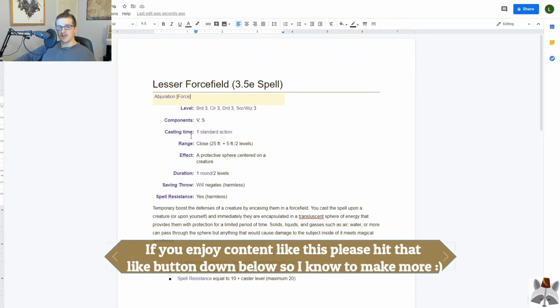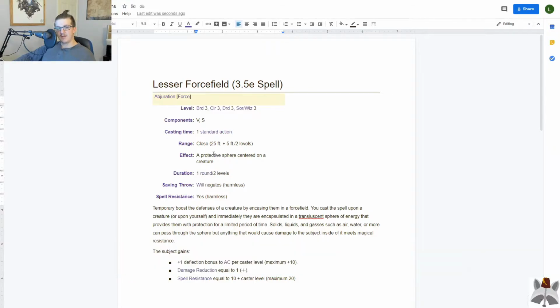So, for example, it'd be 25 feet at 3rd level. But then if you cast at 5th level, it would be 30 feet. Then if you cast at 7th level, it would be 35, and 40 at 9th. Probably wouldn't want to upcast it that high, but its effect is a protective sphere centered on a creature. That's usually part of the flavor text down here in 5th edition, but whatever. Its duration is 1 round per 2 levels that you cast it, yet again.